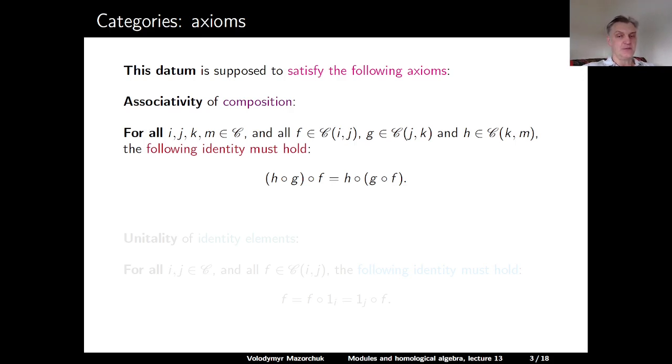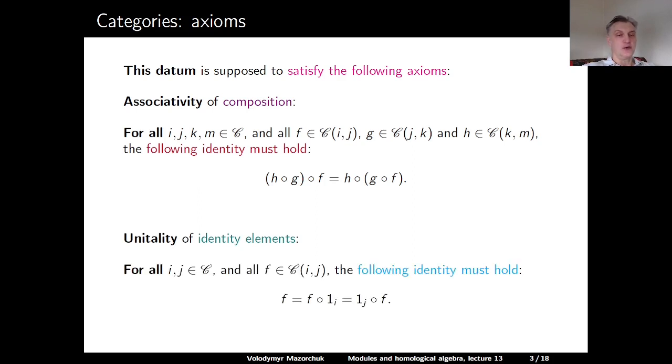This is the first axiom, and the second axiom is the unitality of identity elements. This means that for all objects i and j in C, and for all morphisms f from i to j, the following identity must hold. f must be equal to the composition of f after the identity at i, and similarly f should be equal to the composition of the identity at j after f.